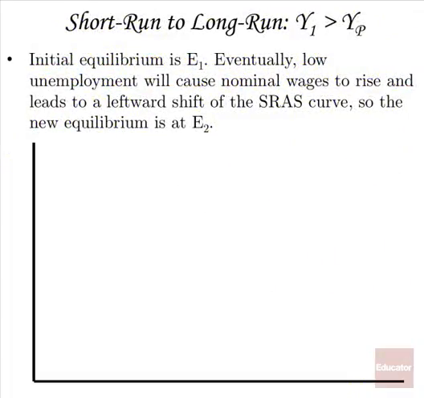So, short run to the long run. We're going to combine this together and see how this looks on an aggregate demand, aggregate supply graph. So let's take a look at the following. Let's say the initial equilibrium is E1. So again, the short run to the long run, Y1 is going to be greater than the potential output. So eventually, low unemployment will cause nominal wages to rise, and that leads to a leftward shift of the SRAS curve. So the new equilibrium is at E2 here. So let's have the labeling squared away. This is going to be the aggregate price level.